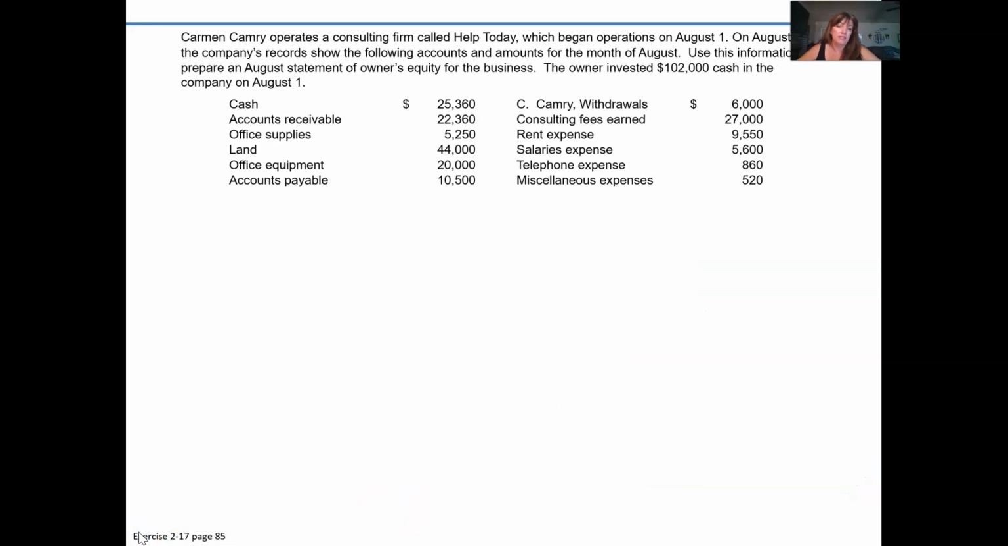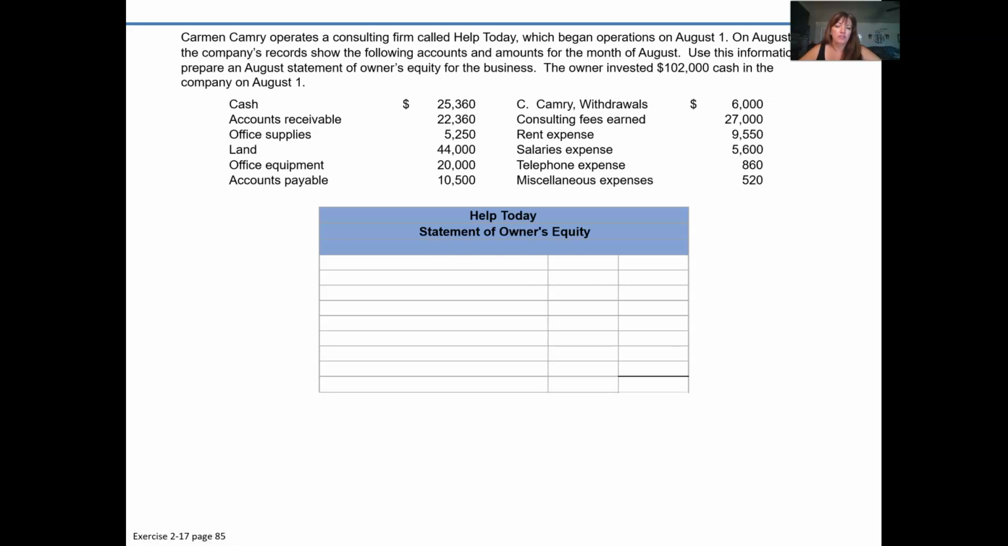Okay, now we're going to work with the statement of owner's equity, which is what you do after you do your income statement. Statement of owner's equity, same thing. You have your 3-row heading, who, what, when. And you start with the capital at the beginning of the month, and you end with the capital at the end of the month. What you ended July with, you're going to start August with. So you can either write Camry Capital July 31st or Camry Capital August 1st. It's going to be the same amount. It's just preference, really.